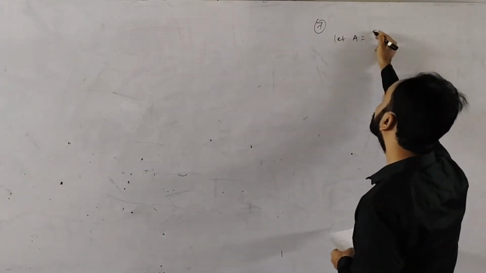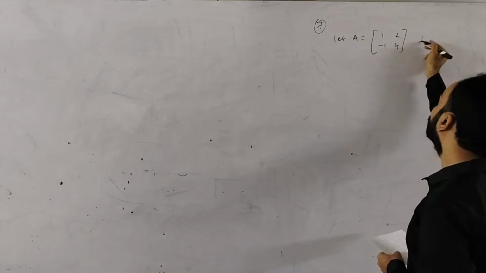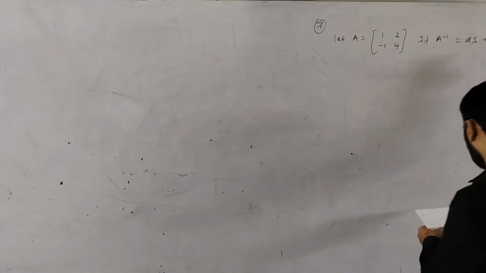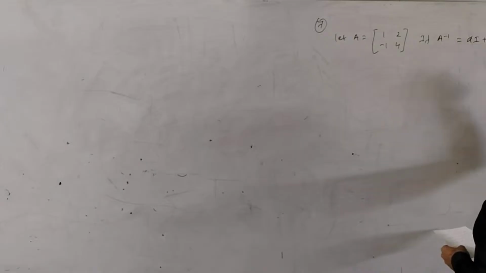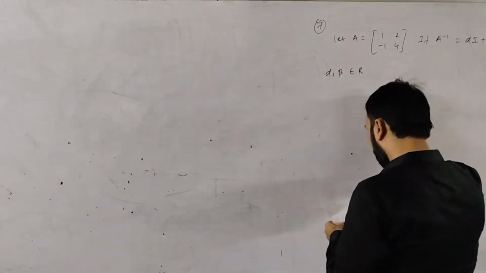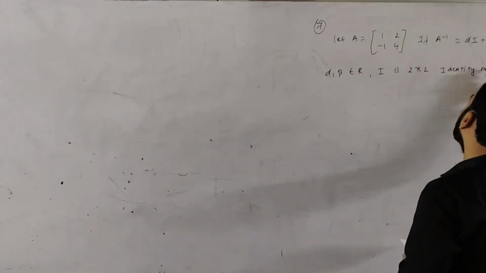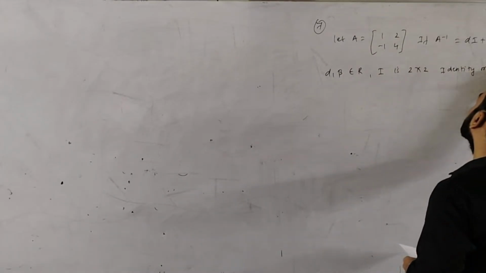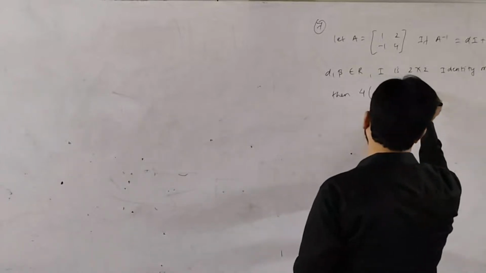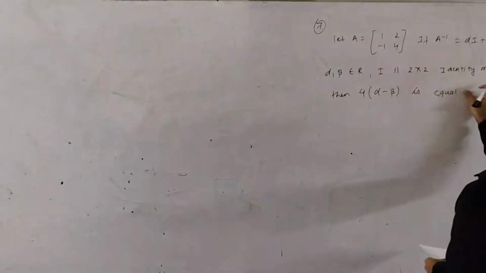Let A is equal to [1, 2; minus 1, 4]. If A inverse is given as alpha I plus beta A, where alpha, beta belong to R, and I is a 2 cross 2 identity matrix, obviously it is an identity matrix, then we have to find 4 alpha minus beta is equal to. Just see how we can proceed with this one.